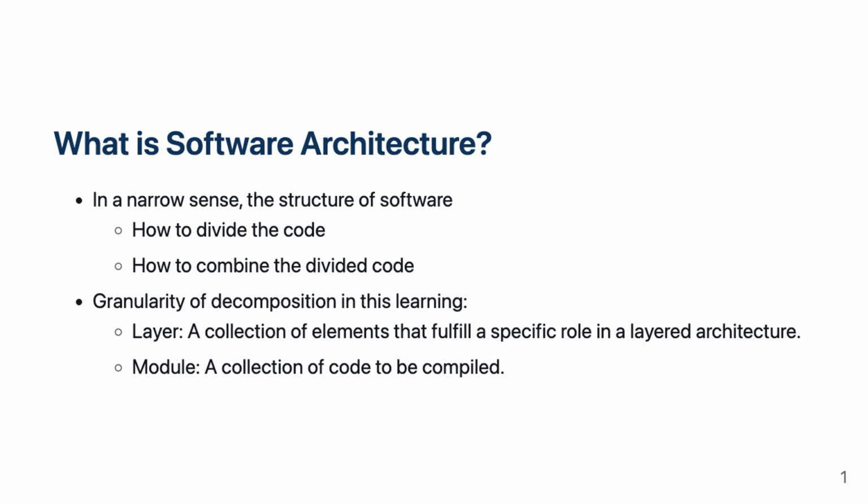Let's start with a review of software architecture. Software architecture, in a narrow sense, refers to the structure of the software. That is how we divide and combine the code. Up until now, we've looked at layered architecture. That is, the practice of dividing code based on function. From now on, we'll be learning about division from the perspective of modules, which are compilable units of code.